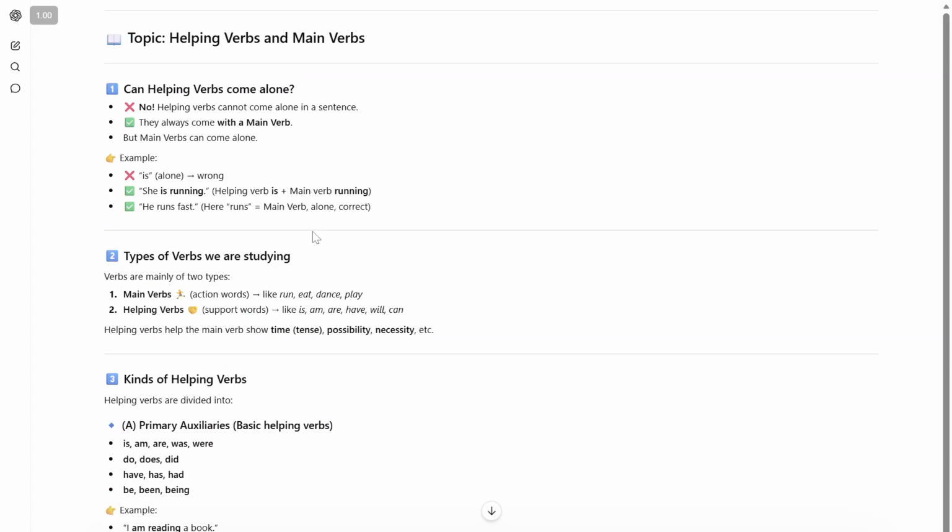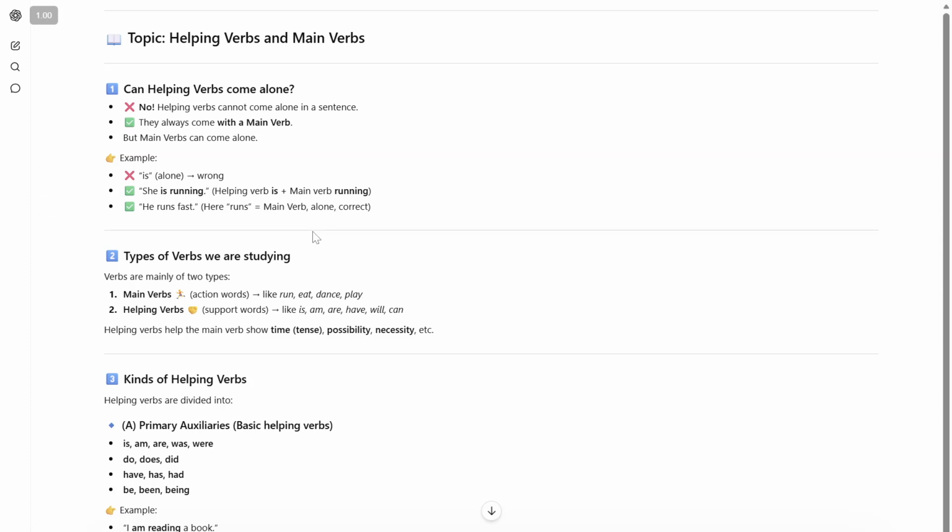Topic: helping verbs and main verbs. Can helping verbs come alone? No. Helping verbs cannot come alone in a sentence. They always come with a main verb. But main verbs can come alone. Example: "is" alone is wrong. "She is running": helping verb is plus main verb running. "He runs fast": here runs is the main verb alone. Correct.